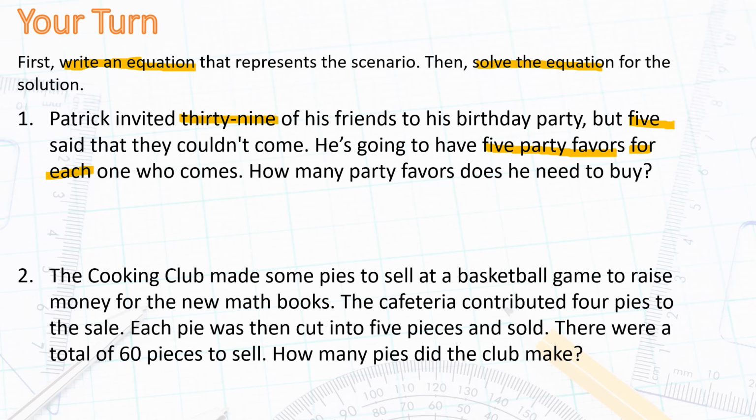So for each is a word that would indicate some multiplying is going to go on because everything is going to get something. So there's going to be a distribution going on. And then how many party favors does he need to buy is that final question. So when we're thinking about this, we've got invites. So number of people invited minus declines. That's going to be the number of people who attend.